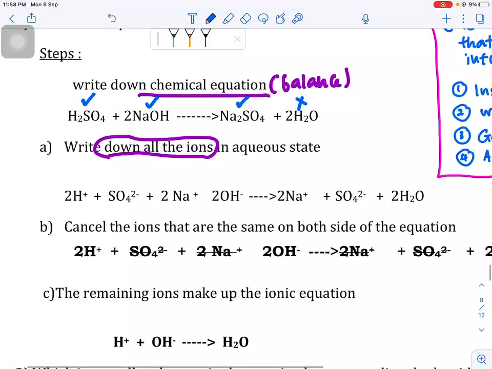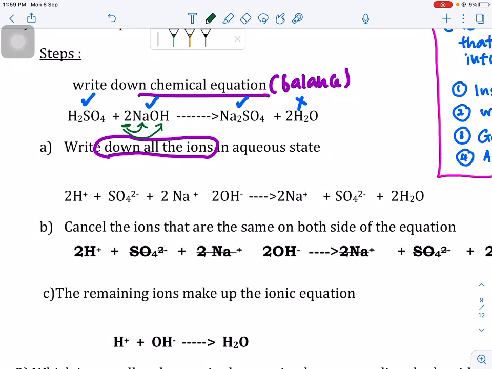Apa maksud pecah kepada ion? Sulfuric acid contain hydrogen ion and sulfate ion, so you have to split them. Sodium hydroxide, because we have 2 in front, so meaning that kita akan ada 2 sodium ion and 2 hydroxide ion. Yang ni yang boleh pecah.